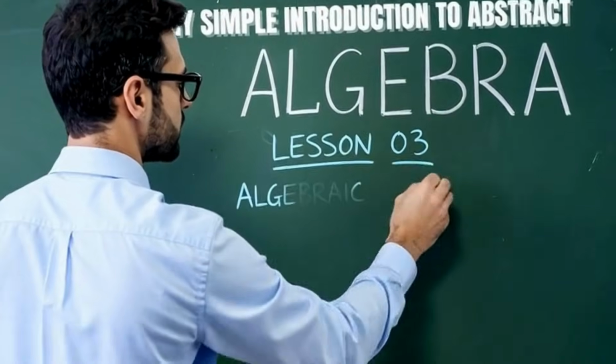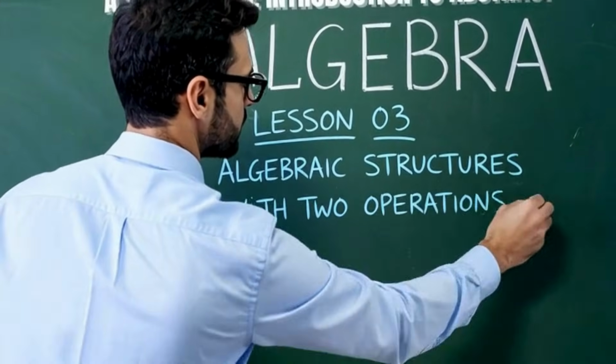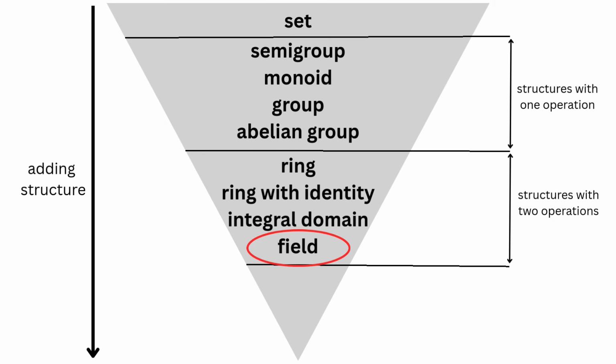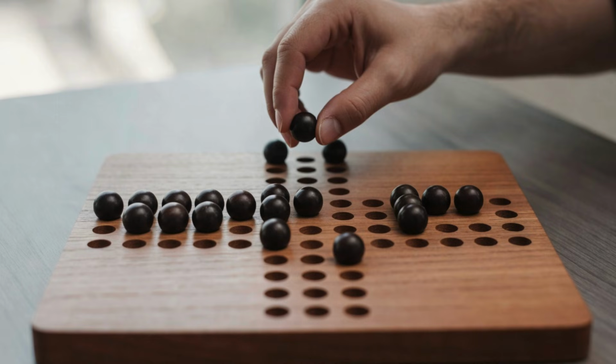In Lesson 3 of the Abstract Algebra series, I explained algebraic structures with two operations. Among them, the field structure is perhaps the most important one. It is encountered in many applications in mathematics and physical sciences. In this video, I will present an application of field theory to one popular board game, that of Solitaire.